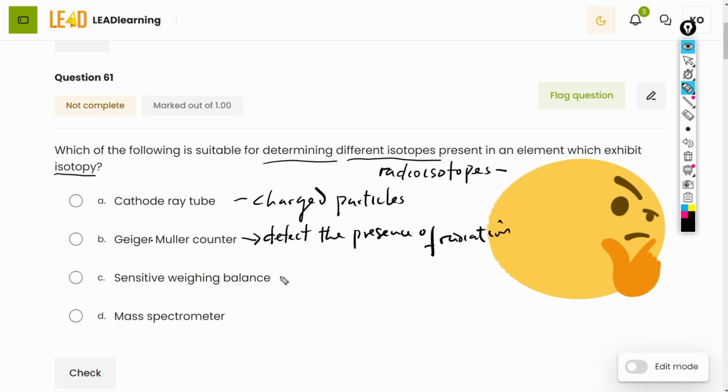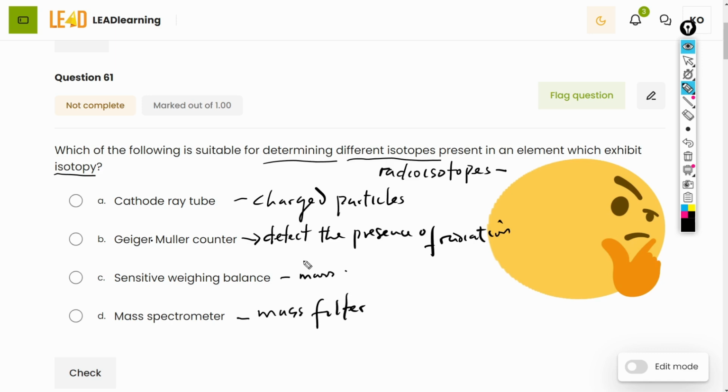The sensitive weighing balance, of course, is to measure the mass of substances, but this is unable to measure the mass of isotopes as they are quite small. And the mass spectrometer is used to actually measure the mass of the different isotopic species. It uses a special device within it called a mass filter. So it's able to separate or isolate or detect the different isotopic species.